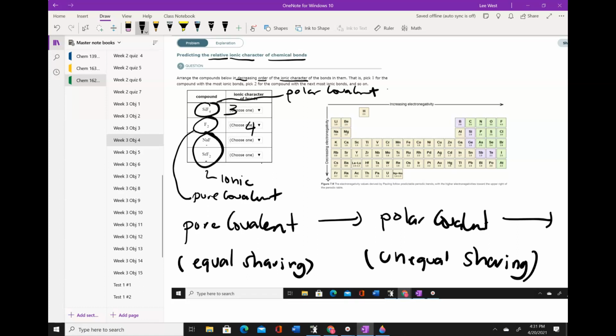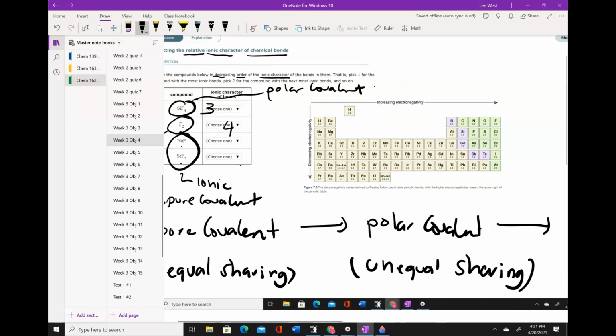Now these guys, I'm pretty convinced they're going to be 100% ionic character. But let's calculate the difference in electronegativity. Sodium is 0.9 and fluorine is 4, so 4 minus 0.9 gives me 3.1 for the difference in electronegativity there. And then strontium is 1, so 4 minus 1 gives me 3. Wow, well that's well above our cutoff for percent ionic character.